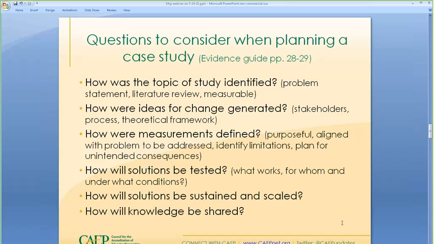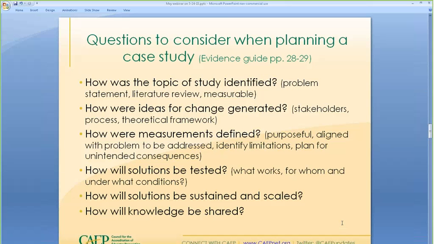They're going to expect that you have conducted some kind of a literature review and found what other people have already discovered about this topic, this particular problem of practice. And then they're going to be looking at the measurability of what you've defined. Can you really get at the problem you've identified?